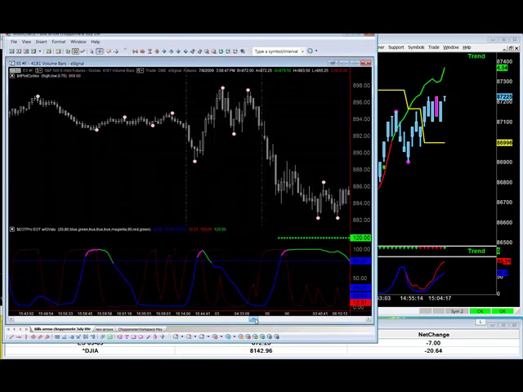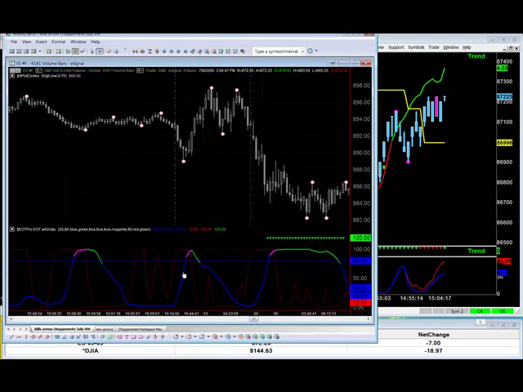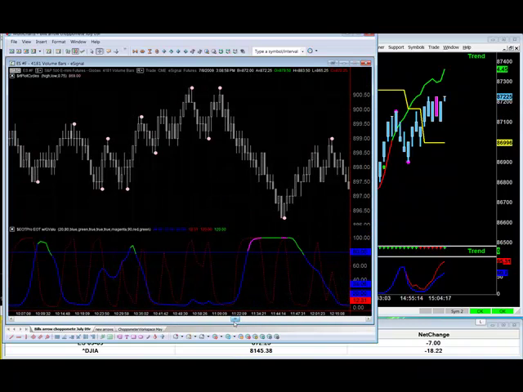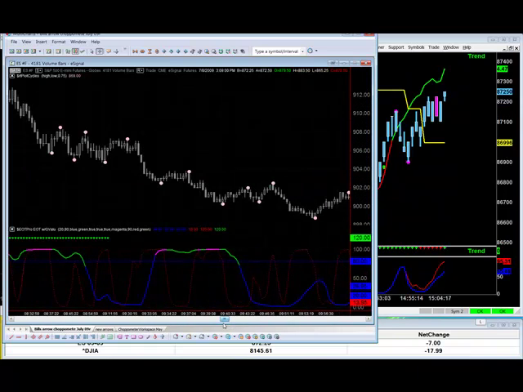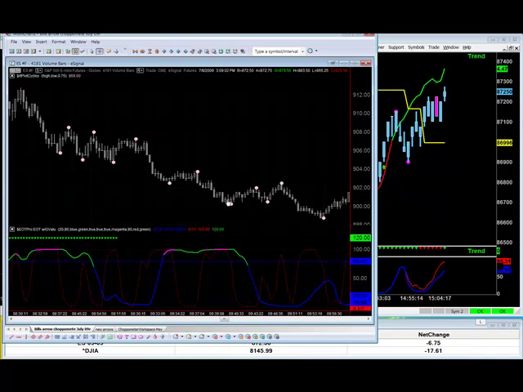Let me show you some more examples. Here's another little move. We're at the bottom. Here's another little move, very, very close to the bottom. Let me see. Here's another little move, very close to the bottom, at the bottom of this move.